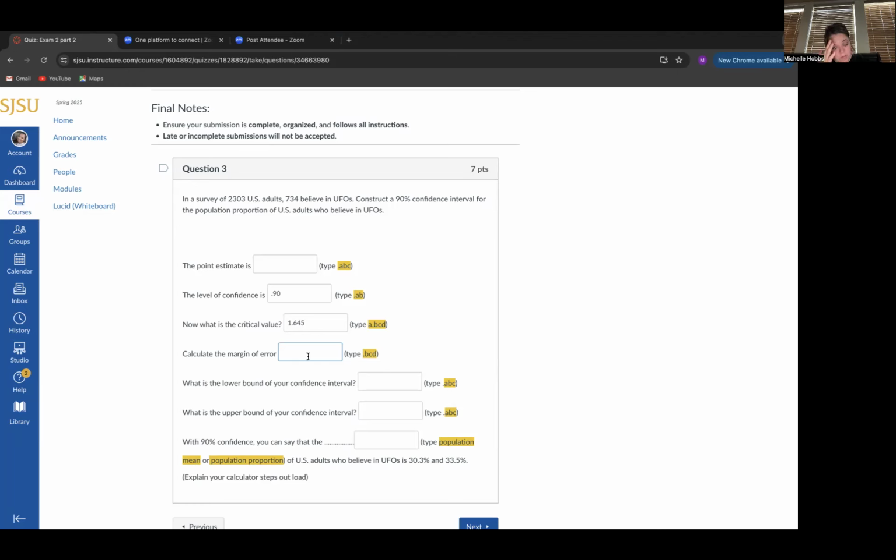Okay, so the point estimate is going to be 734 divided by, so this number divided by this number, the 2303. So that's going to be 0.3184, but I'll just write 318. And then I already got that.